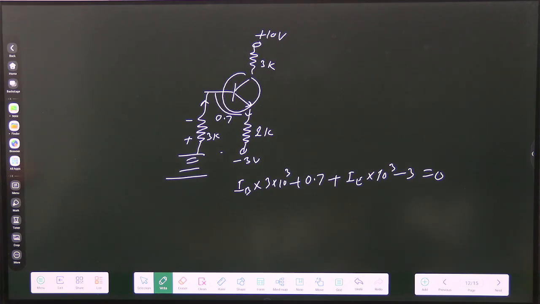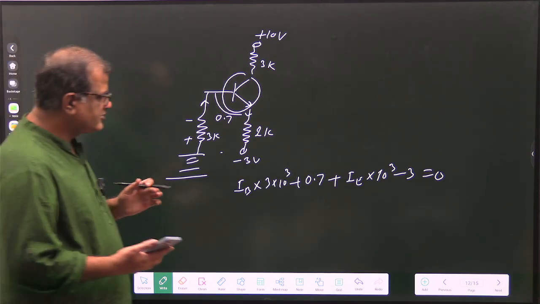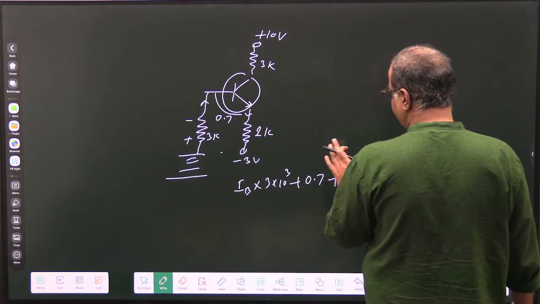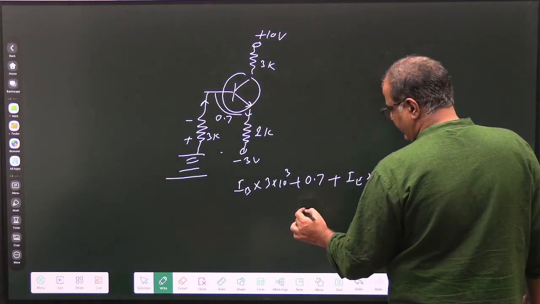Just 1 minute. No, how will we do it like that? For the circuit, just 1 minute. What have they given here? When we find the IC, there will be beta plus 1 in the denominator, and this is so high. Okay. So if you say beta is very high, how can I write now?